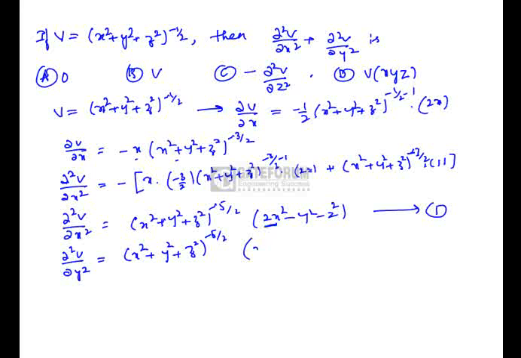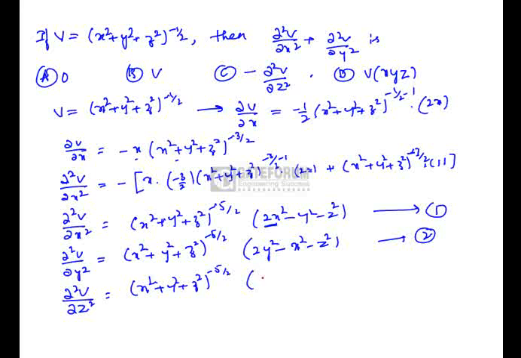Instead of 2x square, this will become 2y square minus x square minus z square. Equation 2. Similarly, for dou square v by dou z square, it is x square plus y square plus z square whole power minus 5 by 2 into 2z square minus x square minus y square. I mean, we'll obtain these equations because the given function is homogeneous.